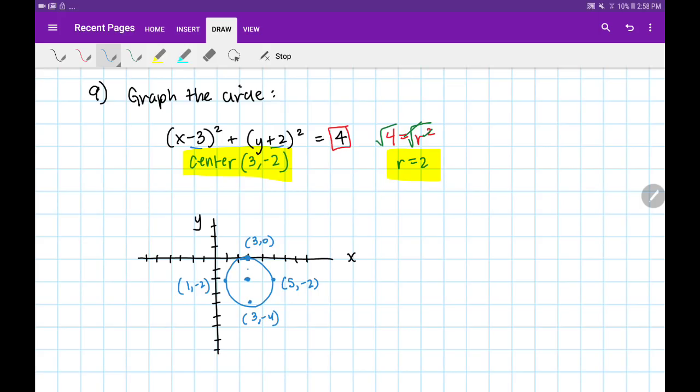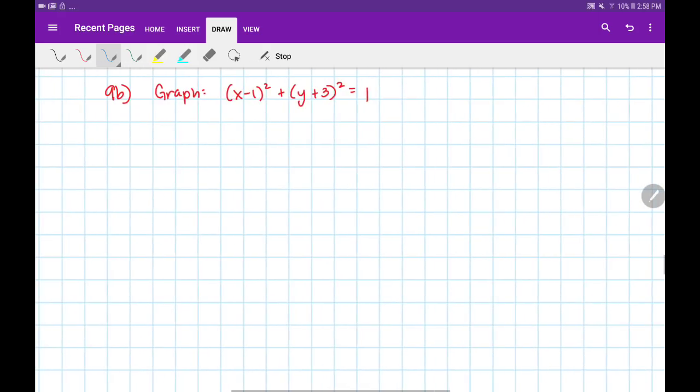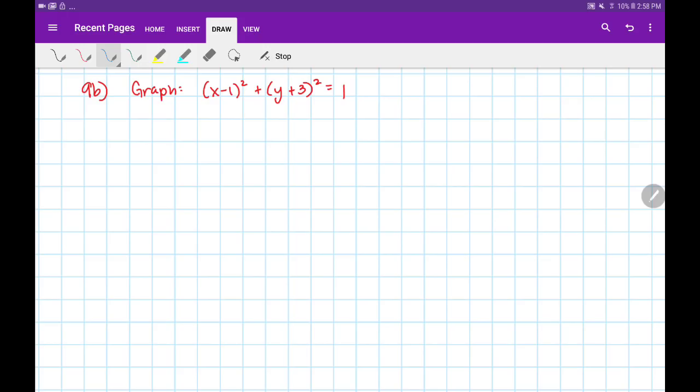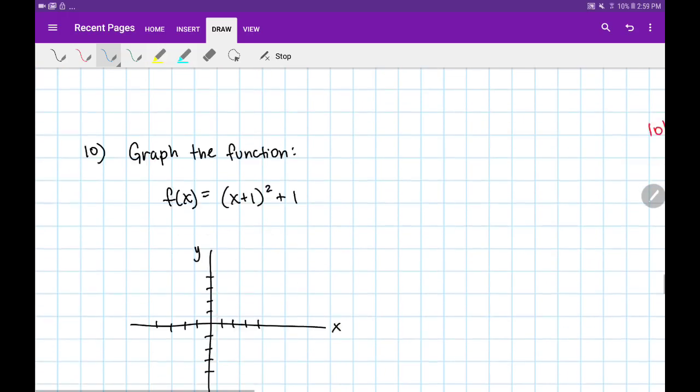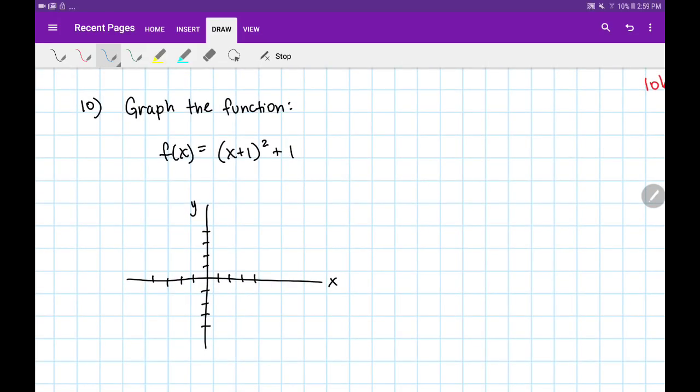Okay, if you got number 9, and you want to practice once again, go ahead and graph this. I'll show you the answer at the end of this video. Go ahead and test yourself right now, while the information is still fresh in your mind. Find the center, find the radius. All right, moving on. Number 10 wants us to graph this function.